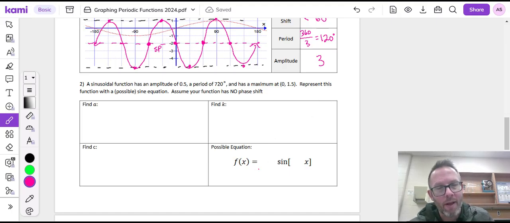So really we have 3 blanks to fill in. Kind of the blank for the A value, the blank for the K value, and the blank for the D value on the end. So let's work with A first. Note the question just tells us what the amplitude is.